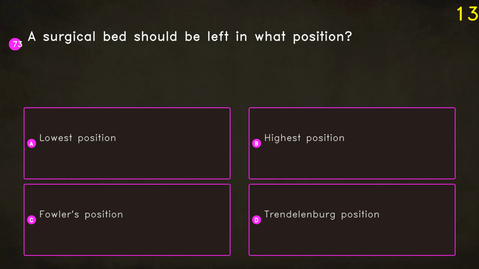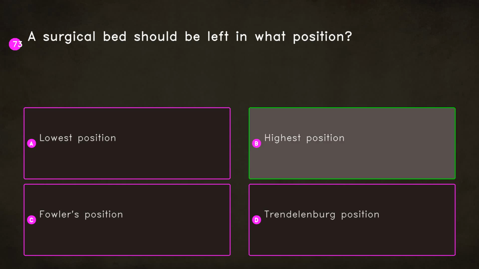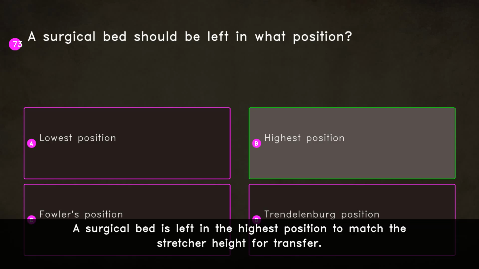Question 73. A surgical bed should be left in what position? A. Lowest position. B. Highest position. C. Fowler's position. D. Trendelenburg position. The correct answer is highest position. A surgical bed is left in the highest position to match the stretcher height for transfer.